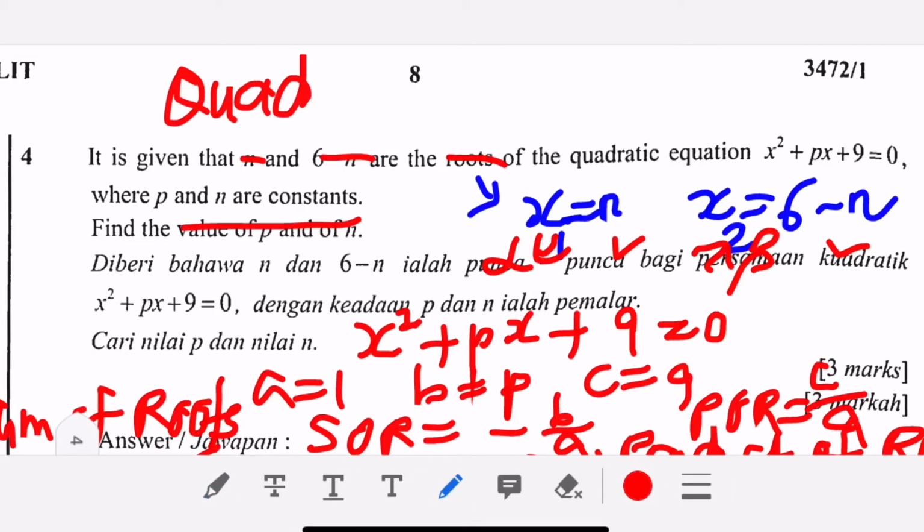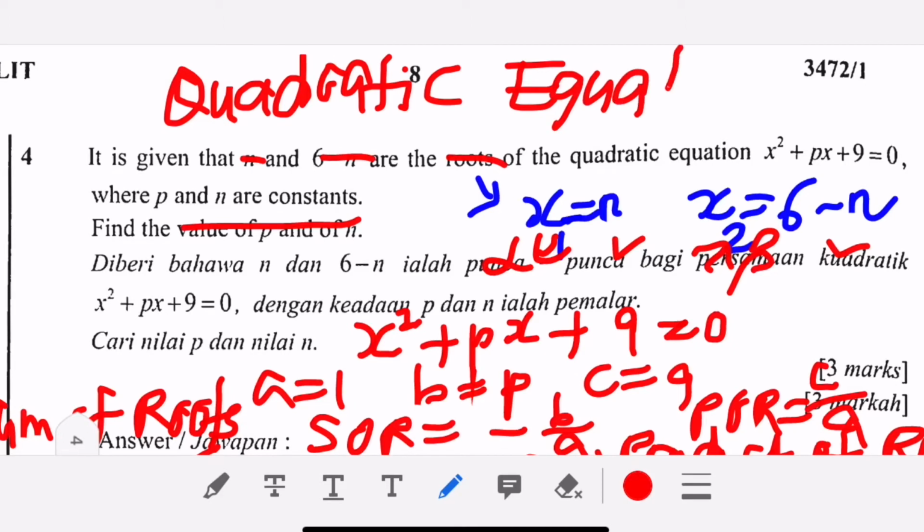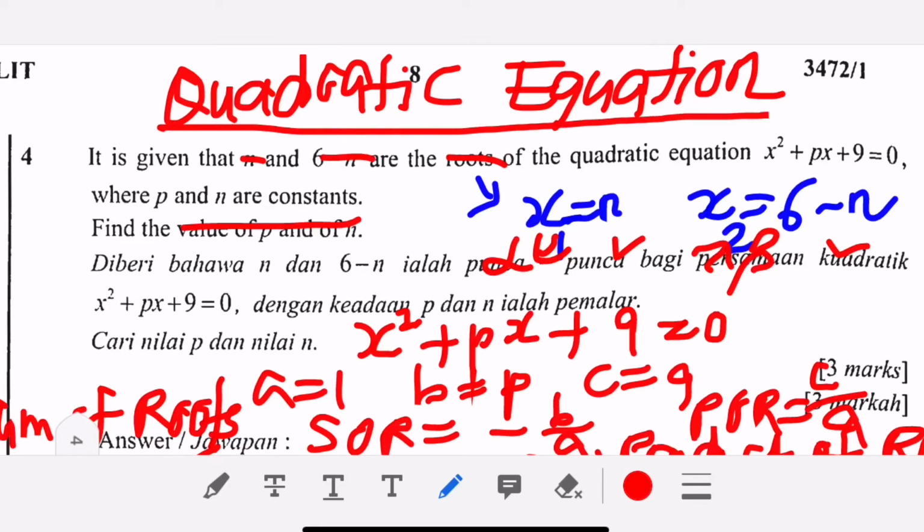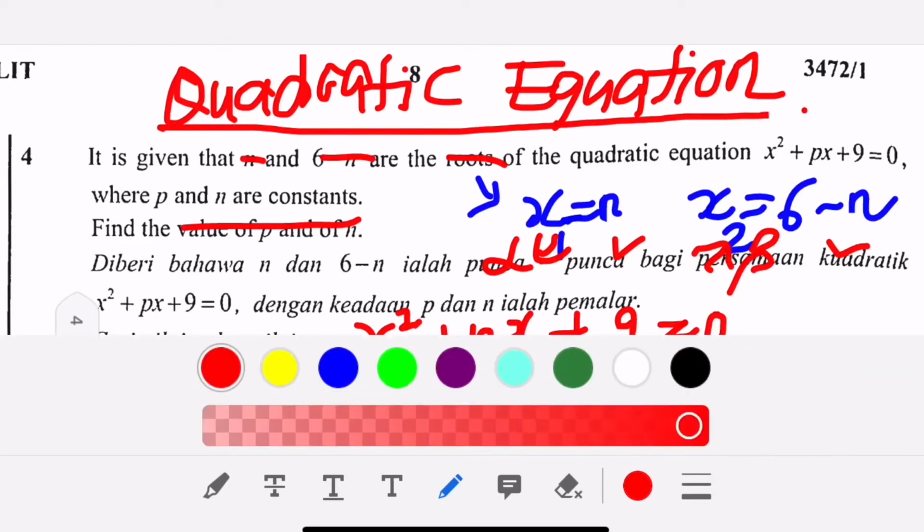So for the quadratic equation, I noticed that many students cannot do it because they can't recall the concept sometimes, especially when it comes to sum of the roots and product of the roots. Alright, so today we will discuss 3 questions. If possible, try to do 3 questions per day.